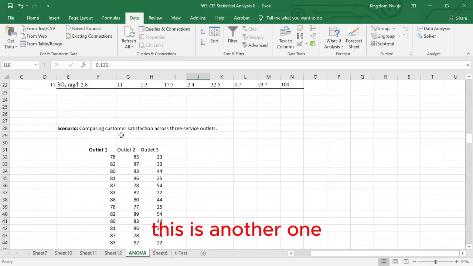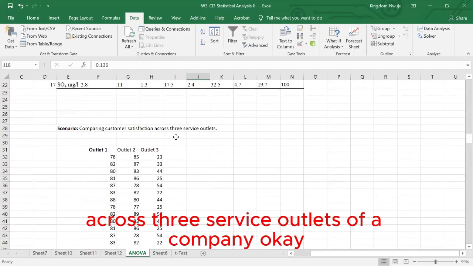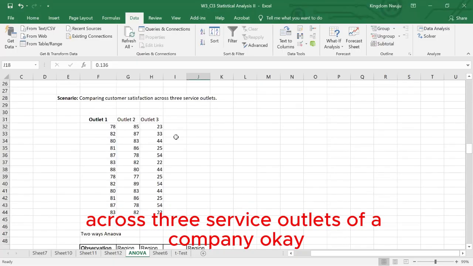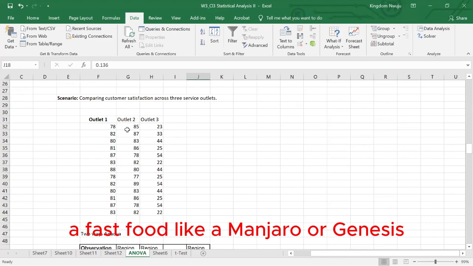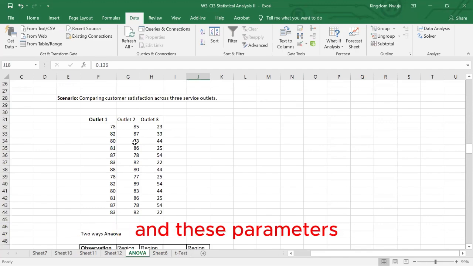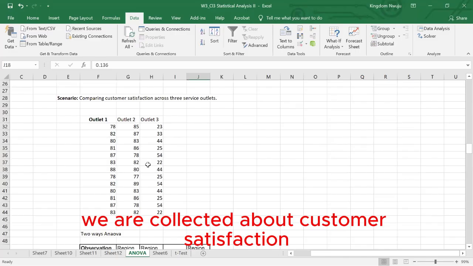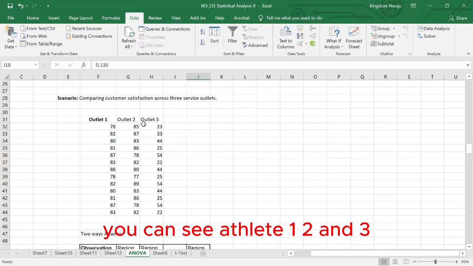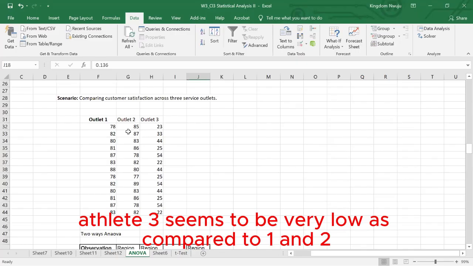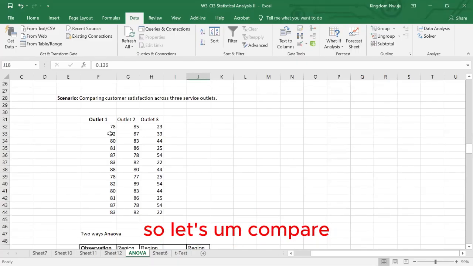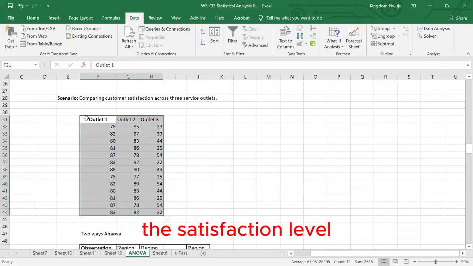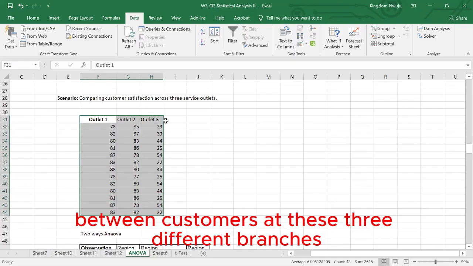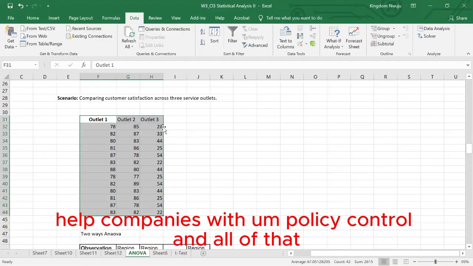You can see this data here. This is another one. This is comparing customer satisfaction across 3 service outlets of a company. Okay, maybe let's talk about a company like a fast food like Kilimanjaro or Genesis. And this is like a survey, and these parameters were collected about customer satisfaction. You can see outlet 1, 2, and 3. Outlet 3 seems to be very low as compared to 1 and 2. So let's compare and test if there's significant difference in the satisfaction level between customers at these 3 different branches. Such surveys help companies with policy control and all of that.